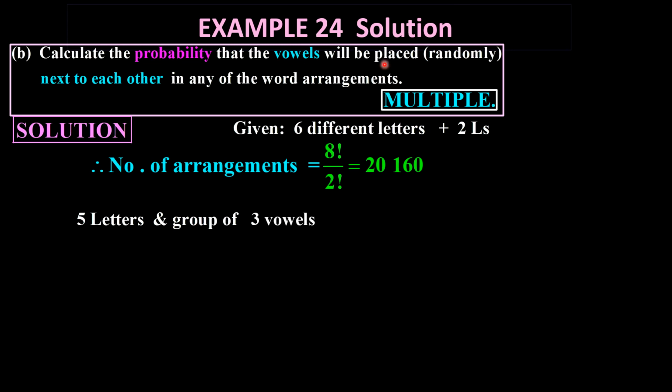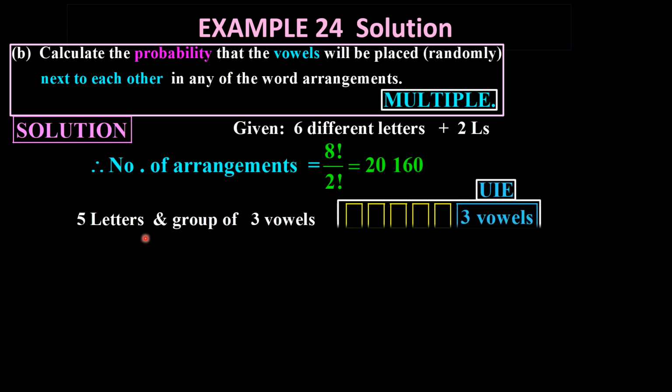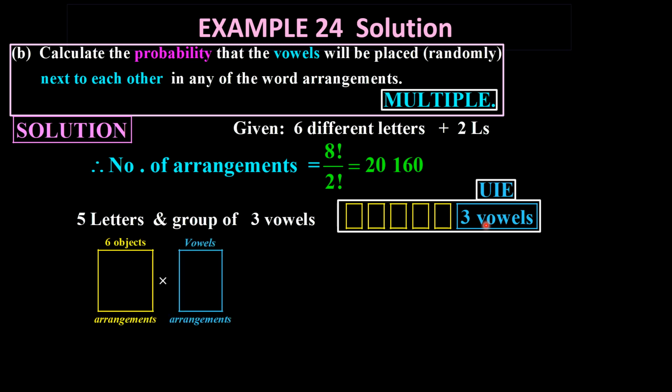Now here we want the vowels together. You can see there are 3 vowels, U, I, and E. So if there's 3 and there were 8, there are 5 letters left, and 2 of those 5 letters are still L's. So I've got those 5 letters plus the group of vowels, so there are 6 objects that need to be arranged, right? Those vowels always stay together.